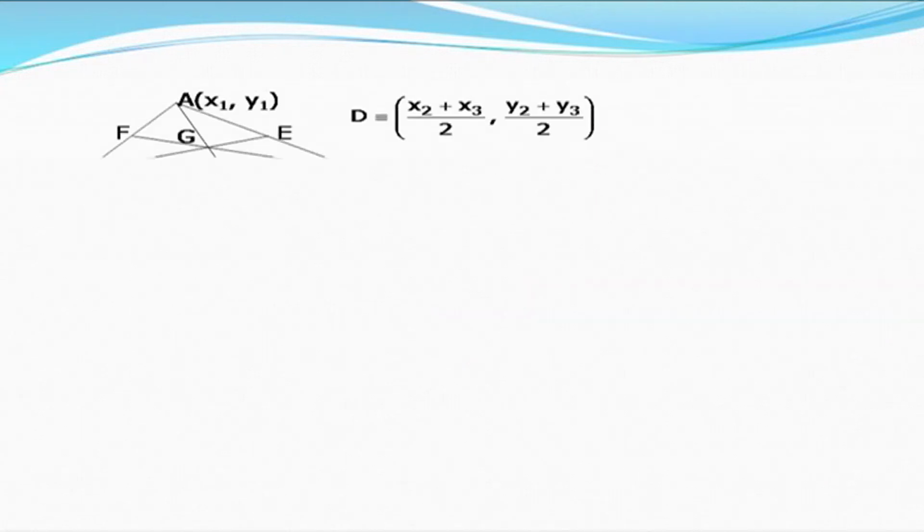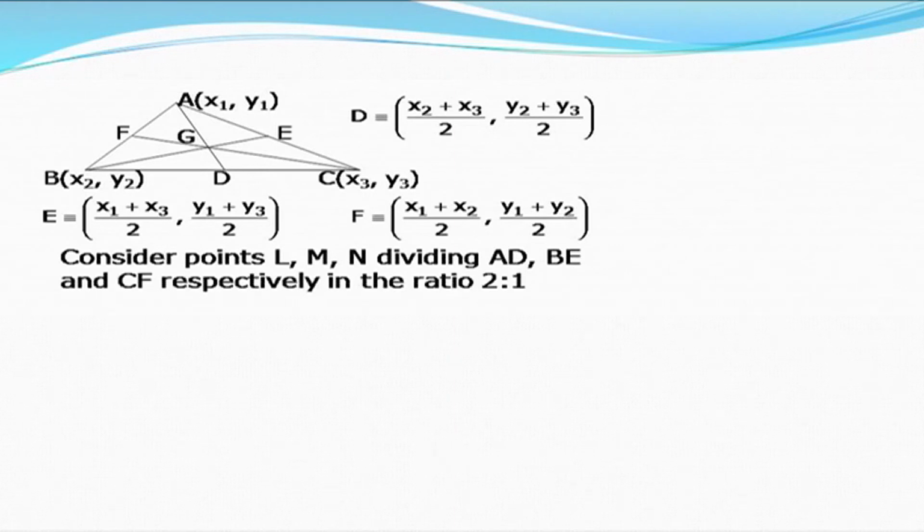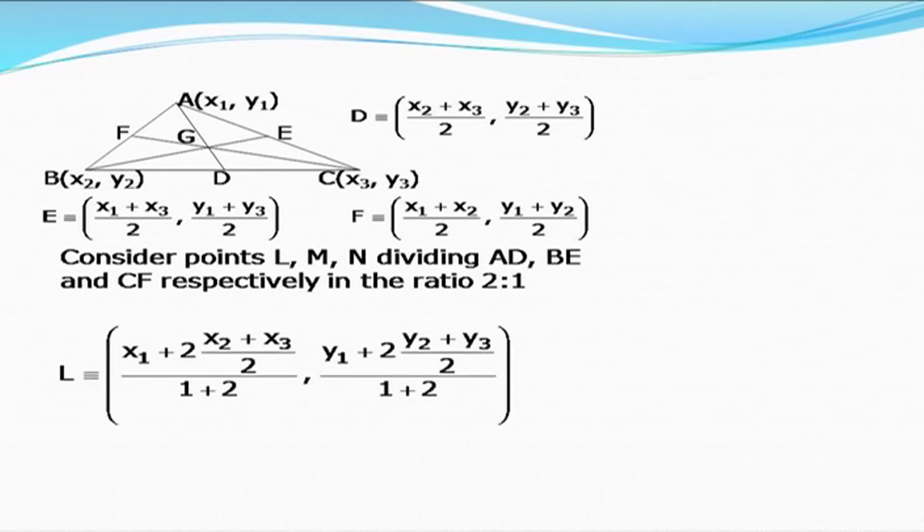Now, we know that G always divides AD in the ratio 2:1. Consider points L, M, N dividing AD, BE and CF respectively in the ratio 2:1. We find the coordinates of L in this case as (x1 + 2 × (x2 + x3)/2) divided by (1 + 2), and (y1 + 2 × (y2 + y3)/2) divided by (1 + 2).